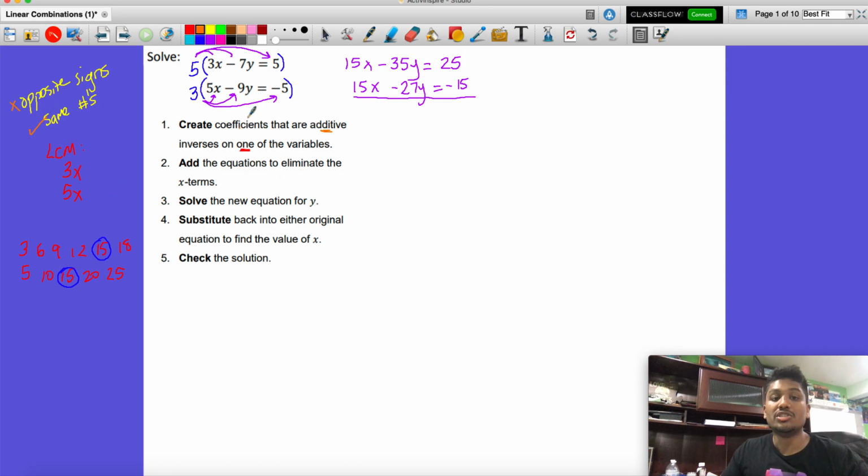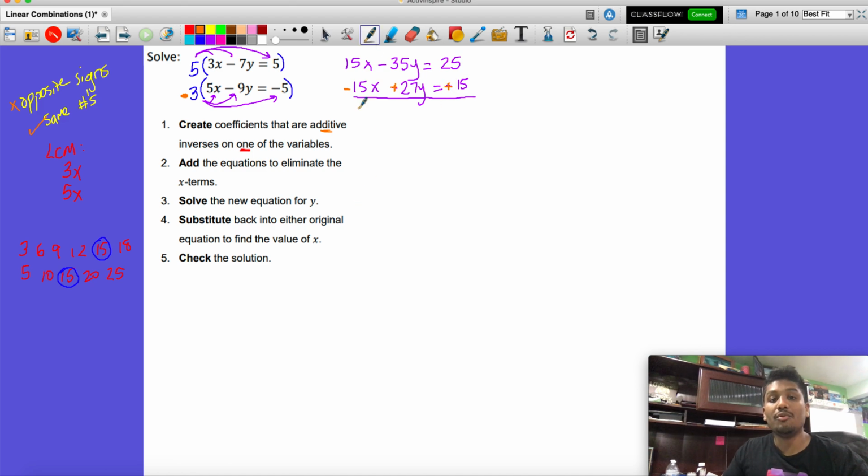So instead, what we should have done is that we should have multiplied this bottom one by a negative, or the top one, doesn't matter. So if I multiplied by a negative, what would change? This would be a negative 15. This would then become a positive 27. And then negative times this negative would then become a positive 15.